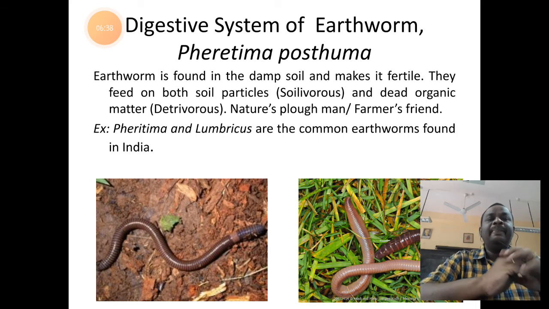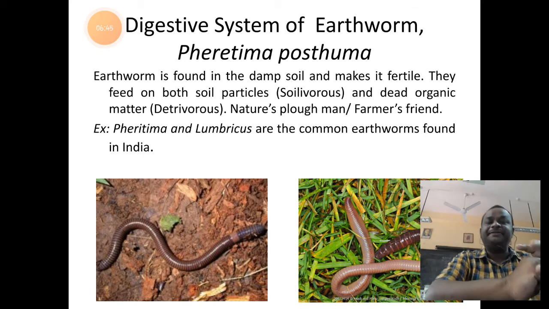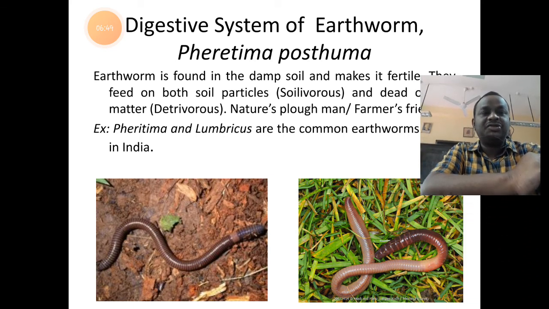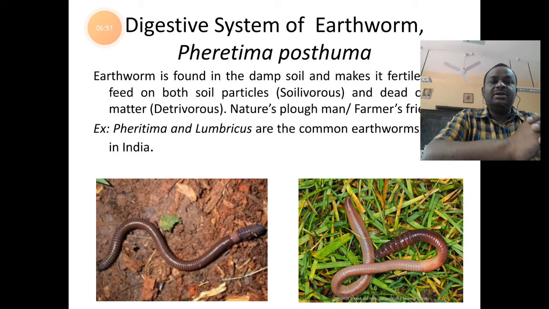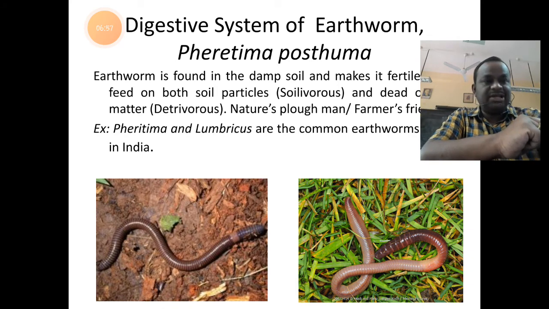In India, we have two varieties of earthworms, which are referred to as Pheretima and Lumbricus. Down in the picture, students, you can see towards the left side is Pheretima and towards the right side is the Lumbricus variety of earthworm.